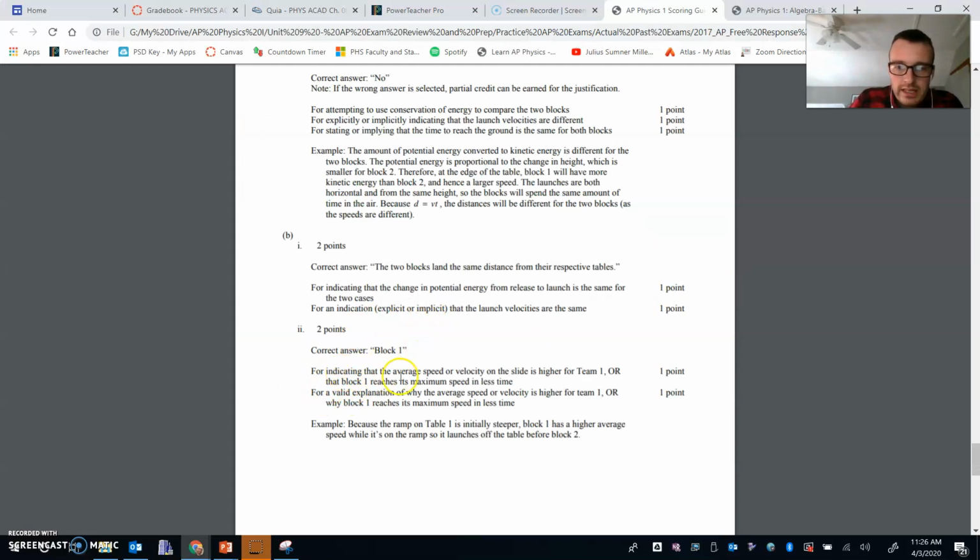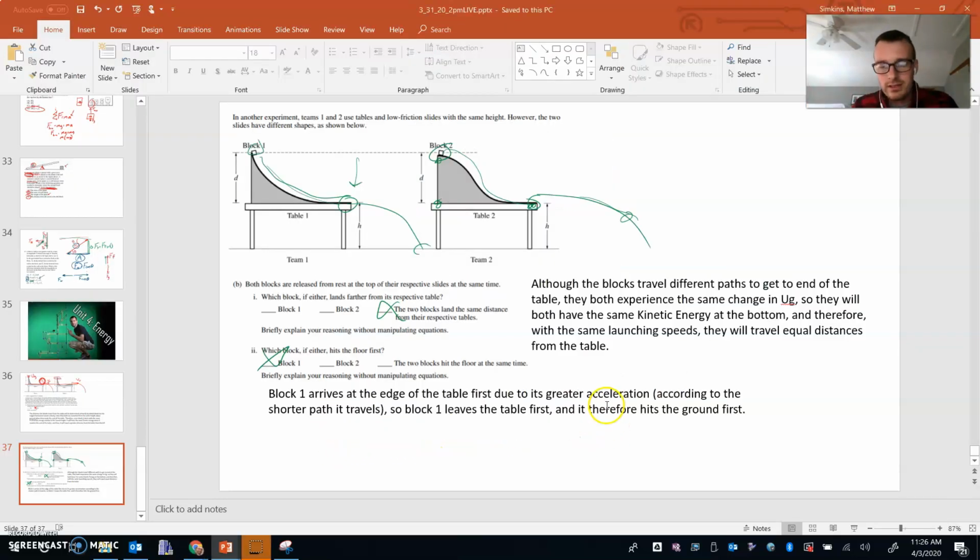Last one, for indicating the average speed or velocity on the slide is higher for team 1, or block 1 reaches maximum speed in less time, for a valid explanation why the average speed or velocity is higher, or why block 1 reaches its maximum speed in less time. All right, so here's an example. Because the ramp on table 2 is initially steeper, block 1 has a higher average speed. Now, they say you have to address average speed. What did we say? Block 1 arrives at the edge of the table first due to its greater acceleration according to the shorter path it travels. So block 1 leaves the table first and therefore hits the ground.